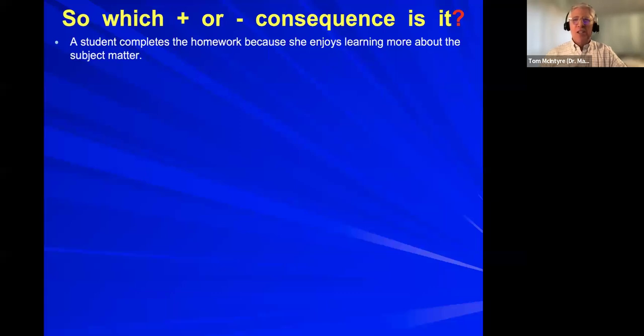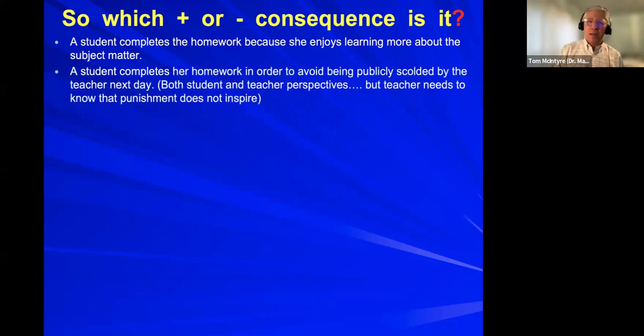I'm gathering that you have thought that over, and you've decided that indeed it is positive reinforcement. I feel good. A benefit comes to me. Enjoyment, positive reinforcement. A student completes her homework in order to avoid being publicly scolded by the teacher the next day.